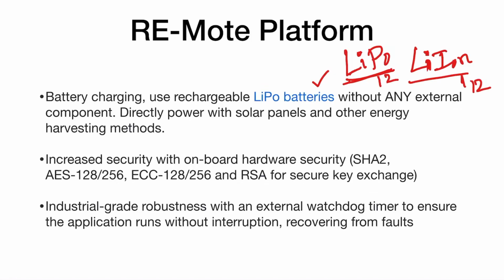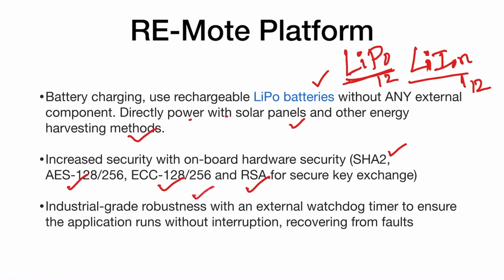this remote platform. Directly powering with solar panels is possible, and other energy harvesting methods are also possible here. Increase security with onboard hardware security. Now this has SHA2, AES encryption, ECC (elliptic curve cryptography), and RSA for secure key exchange. So you can even make a secure IoT platform using this remote.